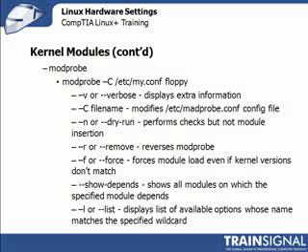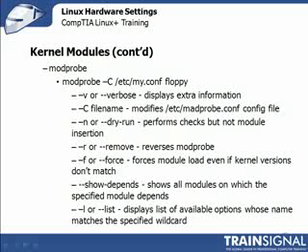Commonly, you'll use this with the dash V option to see what modprobe will do, and this is good for testing purposes. Dash R or dash dash remove will remove the specified module and any dependencies as long as they aren't in use. Dash F or dash dash force will load a module even if the kernel versions don't match. Now normally this isn't a good idea, but it may be required with third-party binary-only modules.